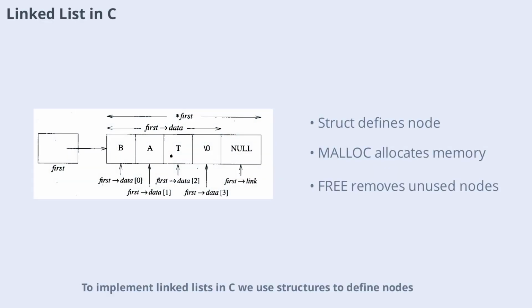Implement linked lists in C. We use structures to define nodes. Each node contains a data field and a pointer to the next node. Memory for new nodes is allocated using the malloc function, and nodes are removed with the free function. For example, a node can be defined with a struct containing a character array for data and a pointer to the next node. Creating a new list starts with setting the pointer to null, and new nodes are added dynamically as needed. This approach enables efficient and flexible list management in C programming.